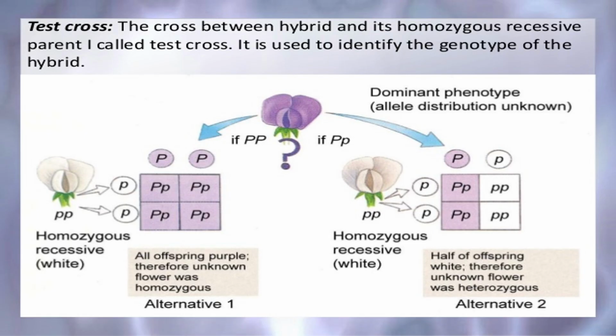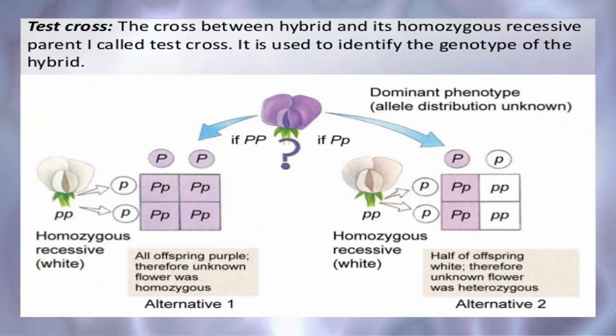So this is the test cross. We cross the dominant parent, or the parent with capital T, with the recessive parent. So we can get a 1:1 ratio in the test cross.